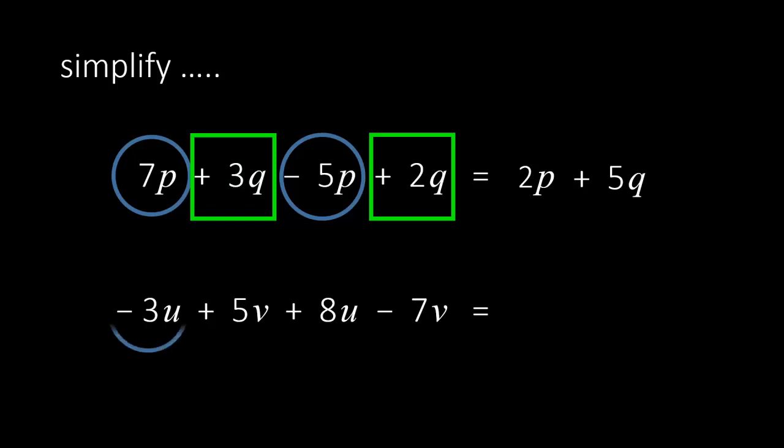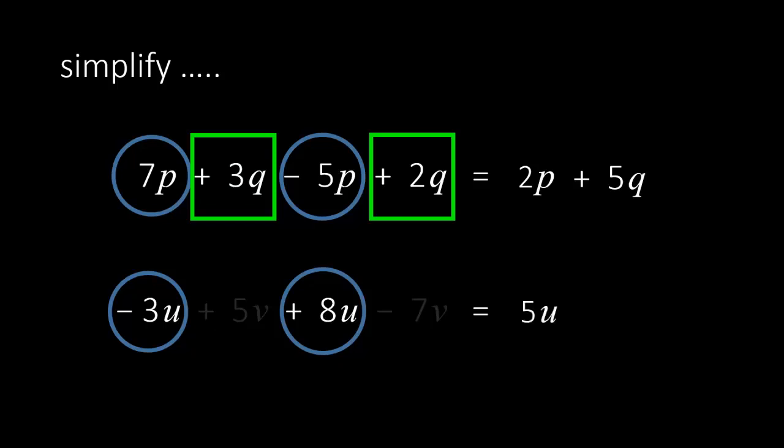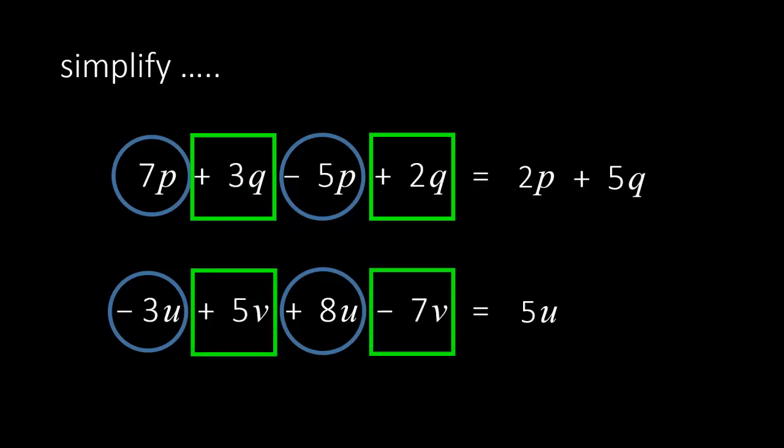Let's have a look at one with some nasty minus signs, and we'll see how we get on. So this time we're putting a circle around that first one, and that's minus 3u. And then a circle around plus 8u. So we got minus 3u plus 8u. Well, overall, that's plus 5u, or just 5u. Now let's put squares around the v's. Plus 5v, take away 7v. Well, if you've got £5 in the bank and you spend 7, you're £2 overdrawn. Or in other words, minus 2. So that's minus 2v. There we go. We've simplified it. Nice and easy using circles and squares.